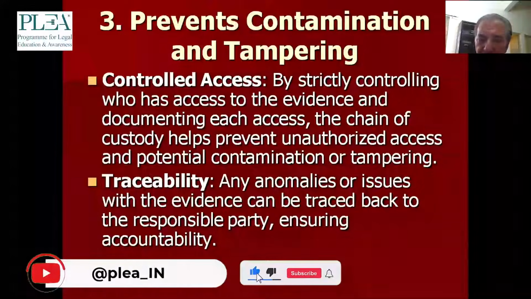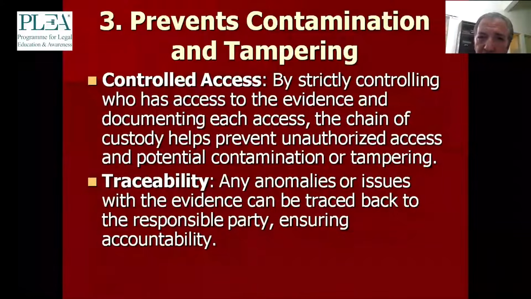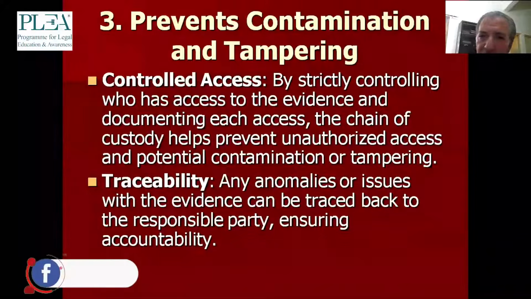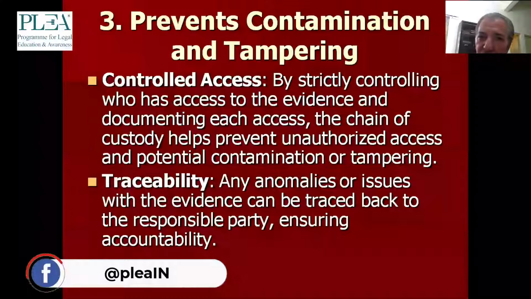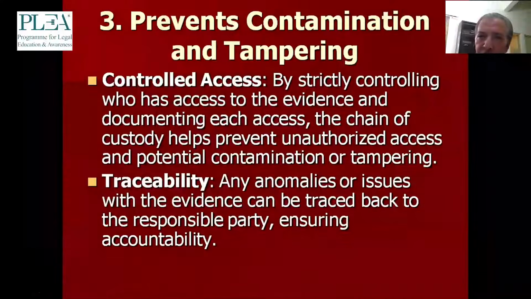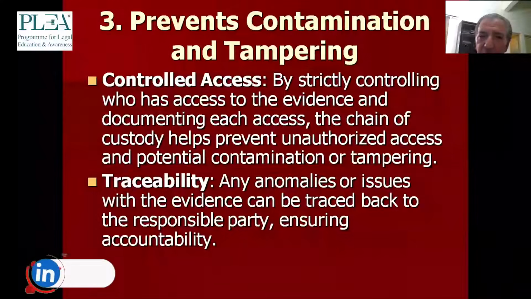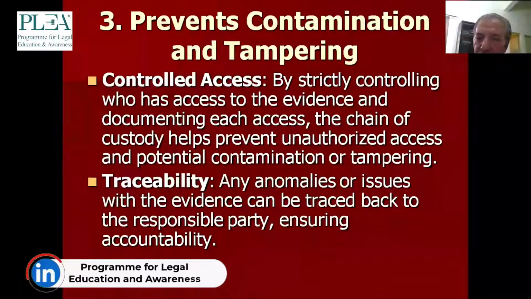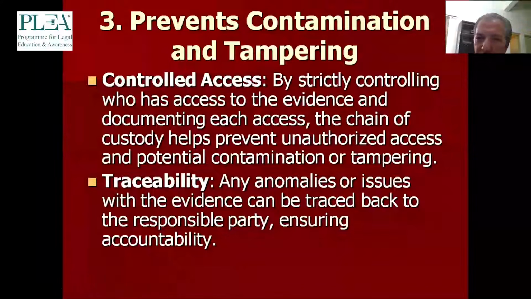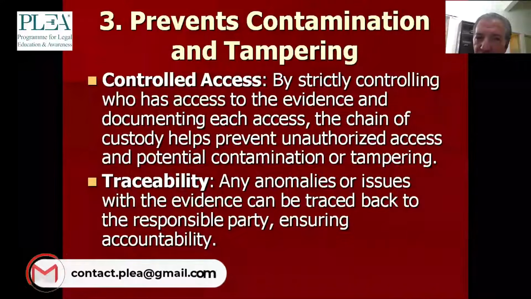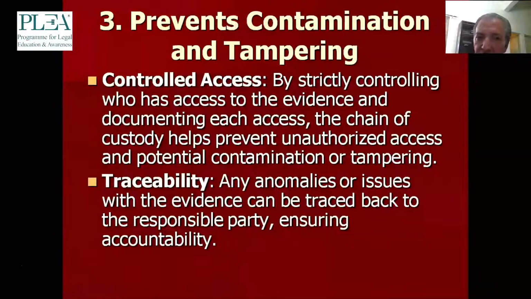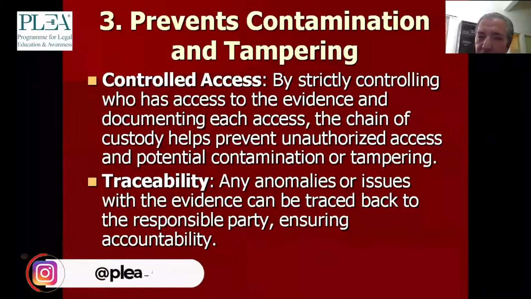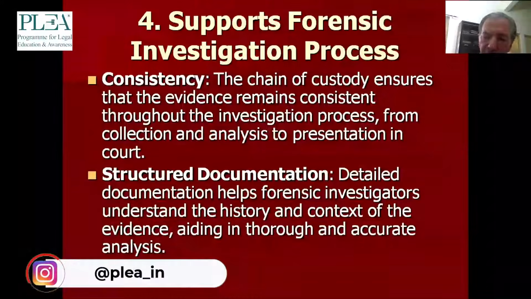So, controlled access. That is, it must be kept confidential by strictly controlling who has access to the evidence and documenting each access. The chain of custody helps prevent unauthorized access and potential contamination or tampering. Then traceability, that means whether we can attribute it to some person, some accountability should be there. So any anomalies or issues with the evidence can be traced back to the responsible party, ensuring accountability. See, we are not saying that it can't be tampered. What we are saying is, if there is tampering, it should be detectable. It should be detected.